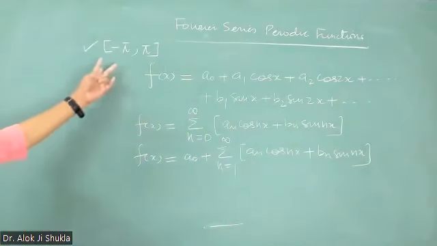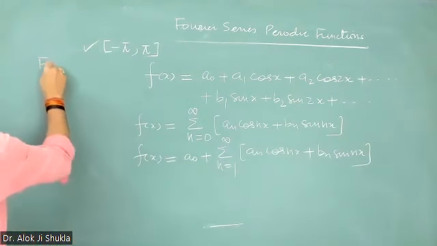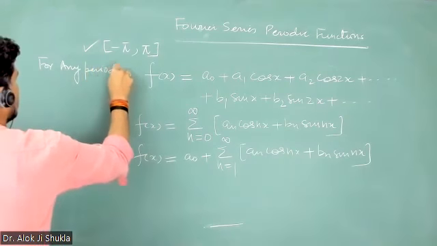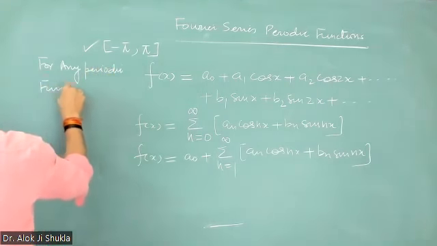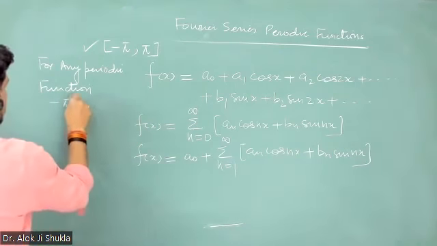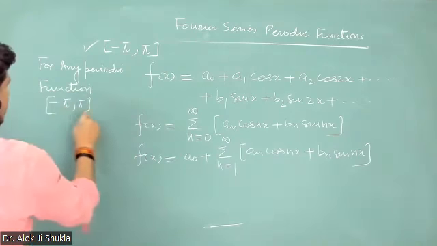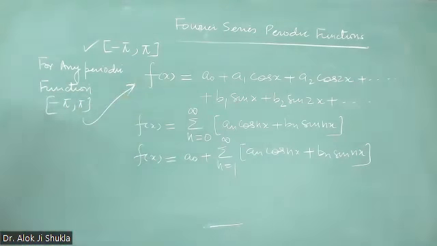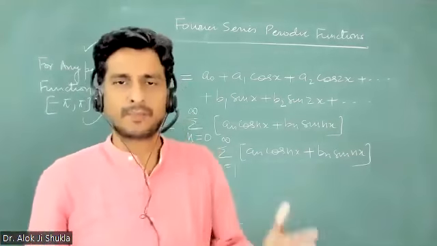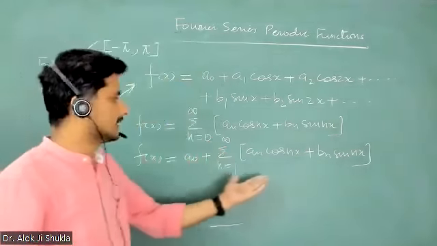So for any periodic function, the period is between minus pi to pi. This is the Fourier series. तो किसी भी फंक्शन को जो कि पीरियोडिक है between minus pi to pi, this is the Fourier series.